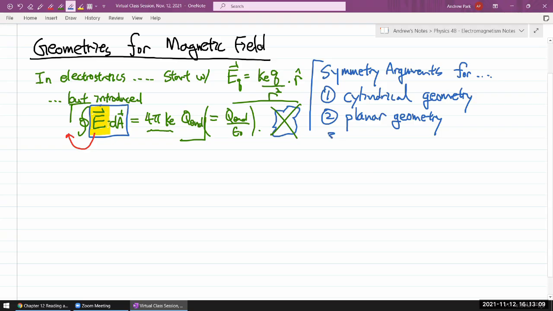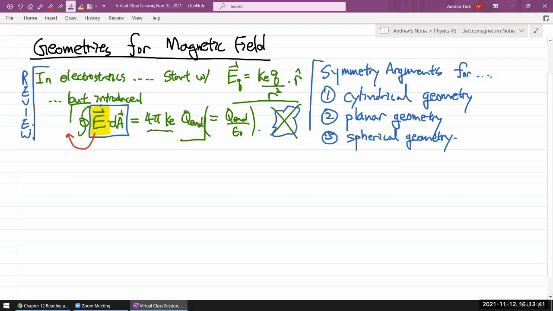And the final symmetry was the spherically symmetric geometry. And a point charge would be an example of that. Although with Gauss's law, you can expand it quite a bit. You can use this to calculate the electric field due to a uniformly charged sphere in all the regions of space. So this is a reminder, a review of what we did in electrostatics.